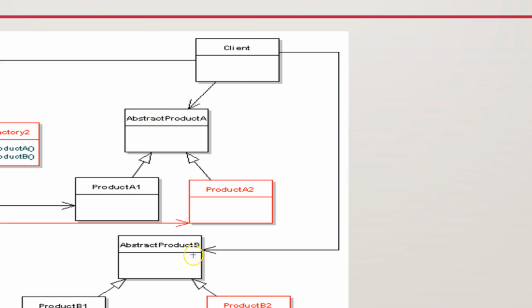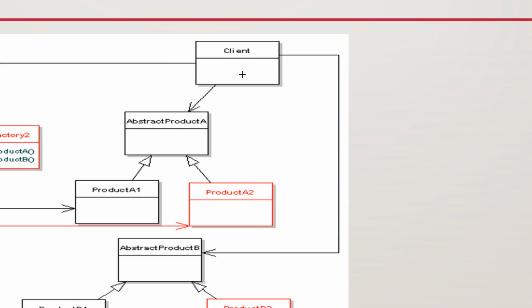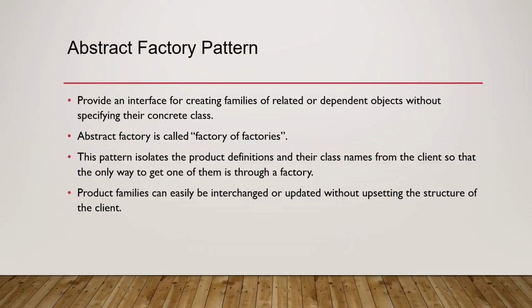Similarly for product B, and in future if another family is introduced, suppose abstract product C, the only information we expose is abstract product C. That's exactly what we want to say here: product families can easily be interchanged or updated without upsetting the structure of the client. Client code will not change at any time.